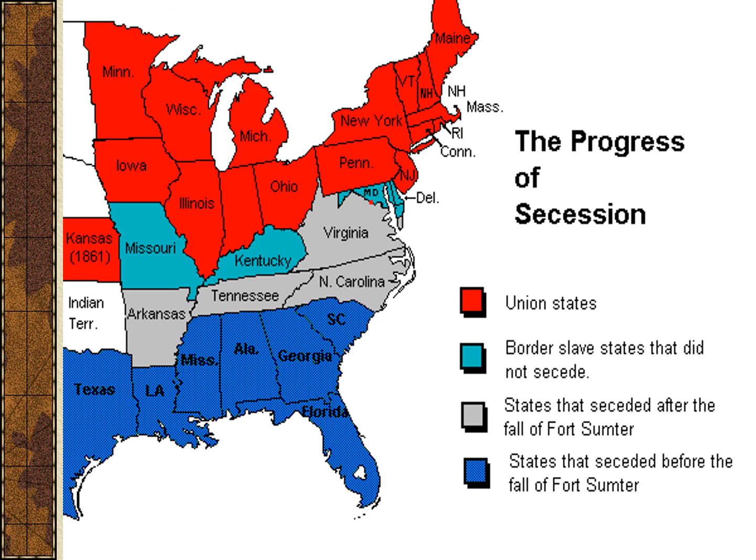So here you can see the map, which lists all the Union states there in red. The border states are there in that kind of teal color. And then everything in gray and blue are those states that seceded from the Union and made up the Confederacy.